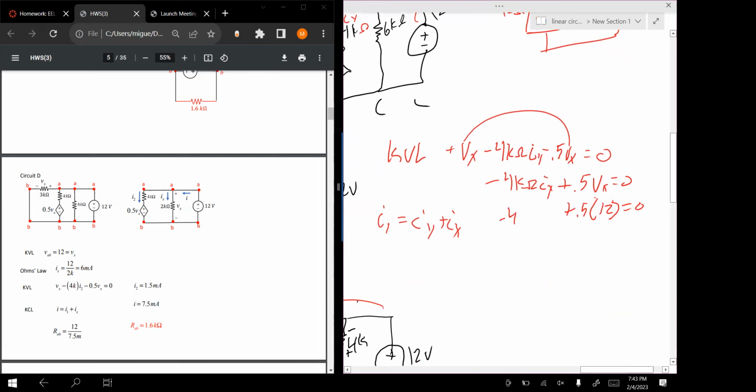We get negative 4 kilo ohms. So this over here is going to be 6, and you have negative 4 kilo ohms IY. So let's do negative 6 over negative 4 kilo ohms IY. That's going to be 1.5. This is going to be milliamps because keep in mind you have kilo ohms. So when you divide negative 6 by negative 4 times 10 to the power of 3, you get milliamps. And that's going to be your IY.